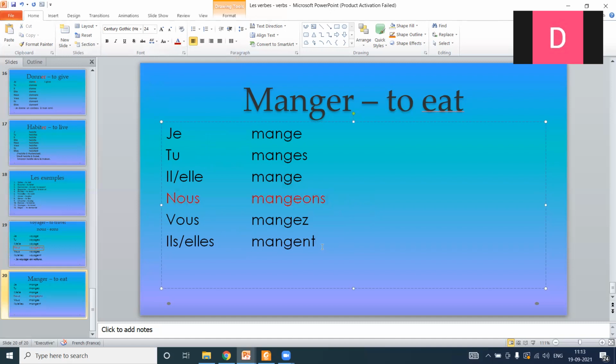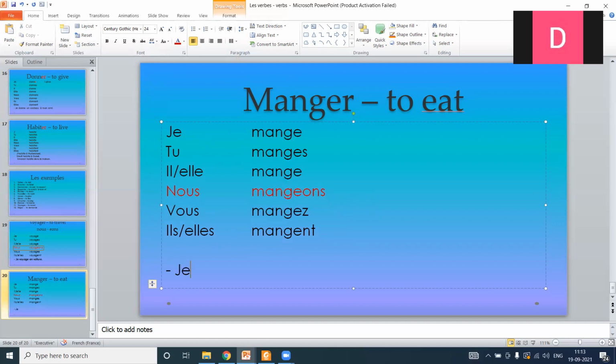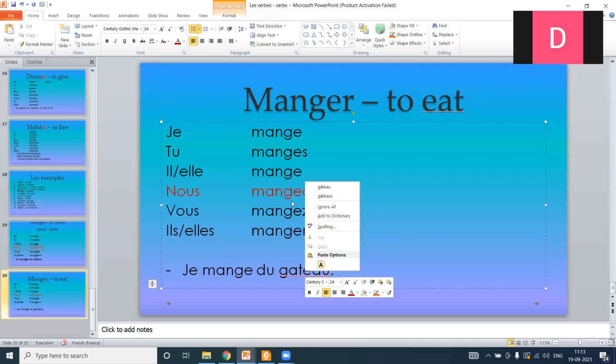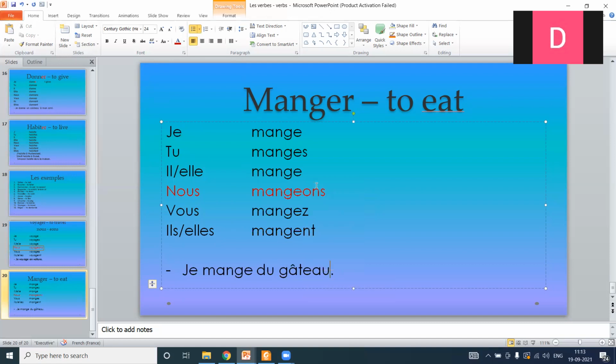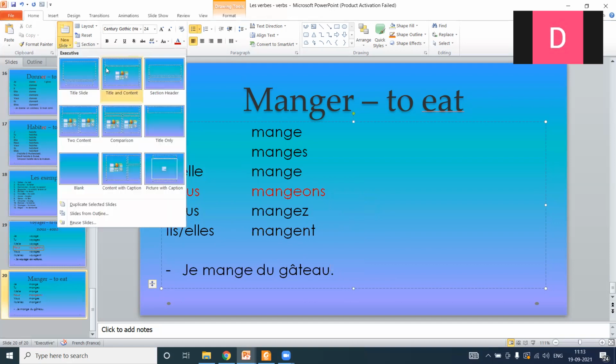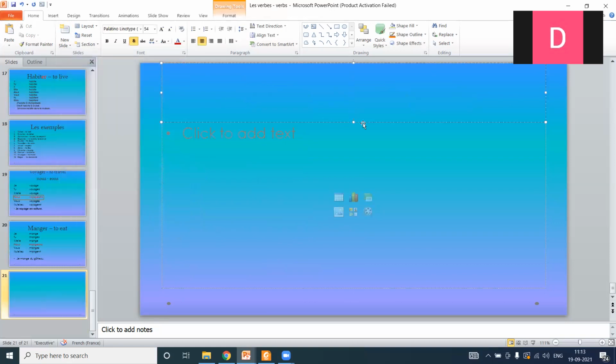For example, I am eating cake. How do we have to say it, Shruti? Je mange du gâteau. I'm eating some cake. Okay, Shruti? Yeah. One more verb I want to say. Pronominal verbs, do you have any idea? No. Okay.